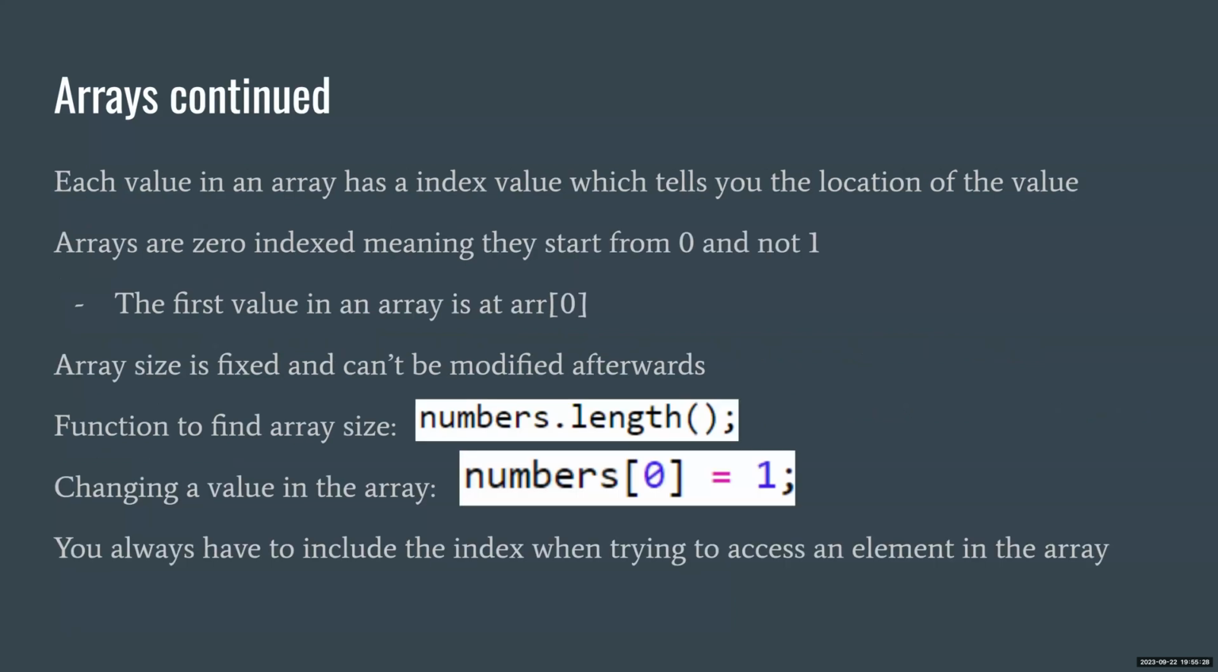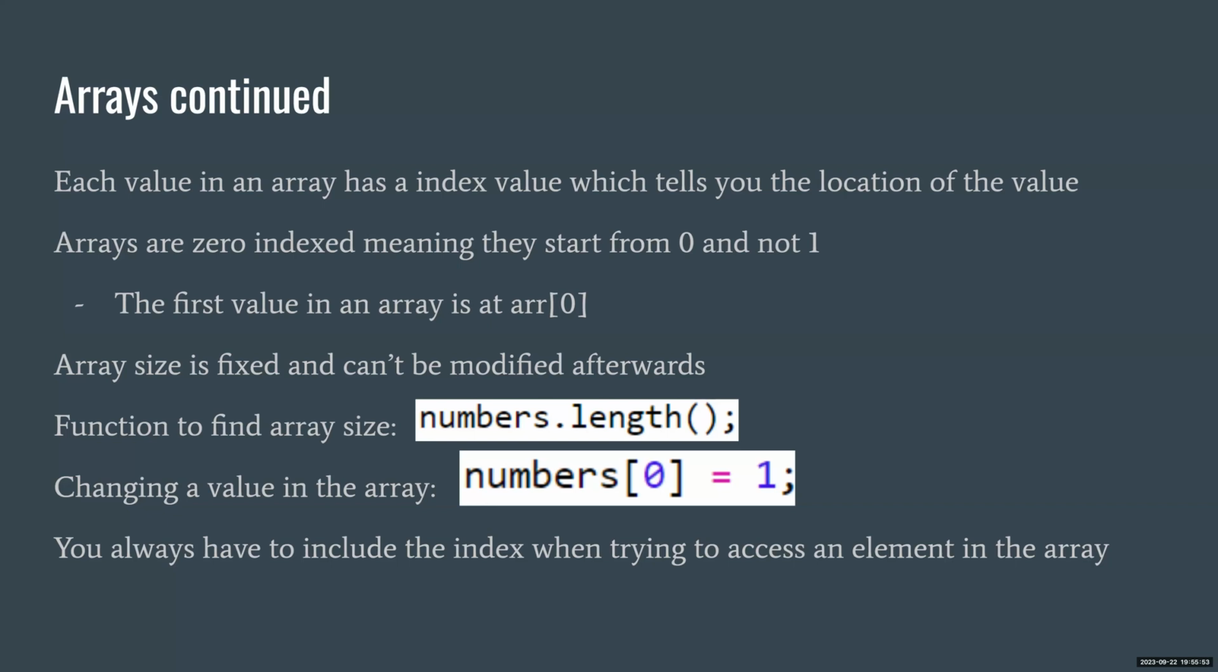So arrays have something called indexes. Indexes are essentially just numerical values that tell us where things are in the array, right? So arrays are zero indexed, which means they start from zero and not one. So basically the first index value is zero, and then it goes on until the last value, right?